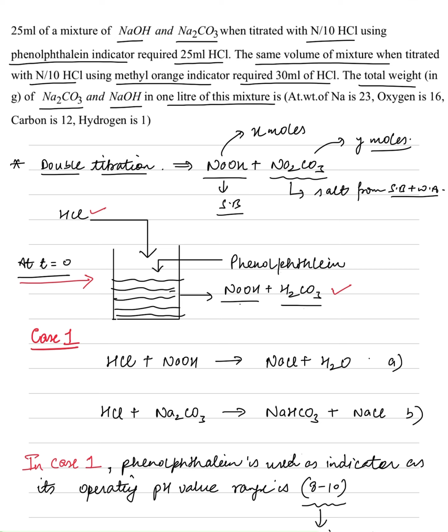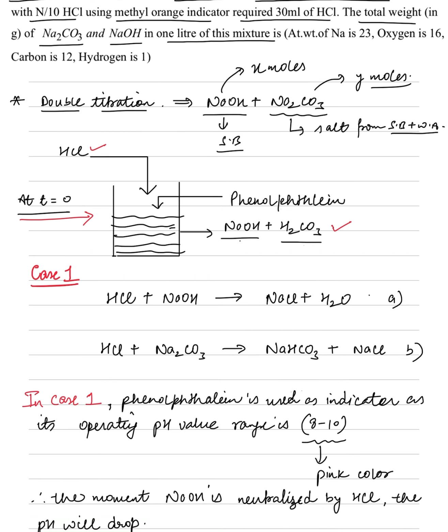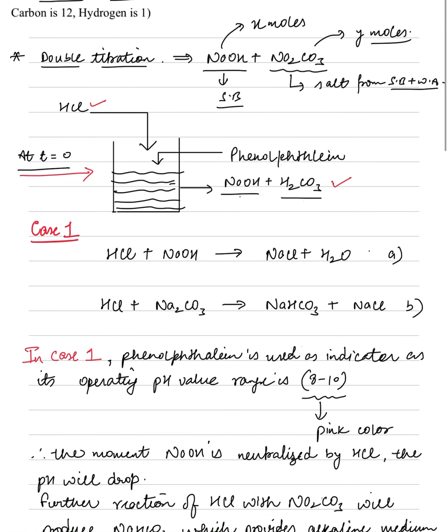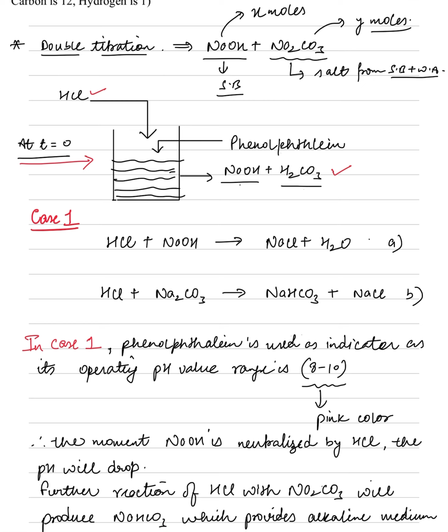Now phenolphthalein is a weak acid. Basically it acts as an indicator in the alkaline medium, right? The pH operating range of phenolphthalein is 8 to 10. That is, in the range of 8 to 10 it shows pink color.